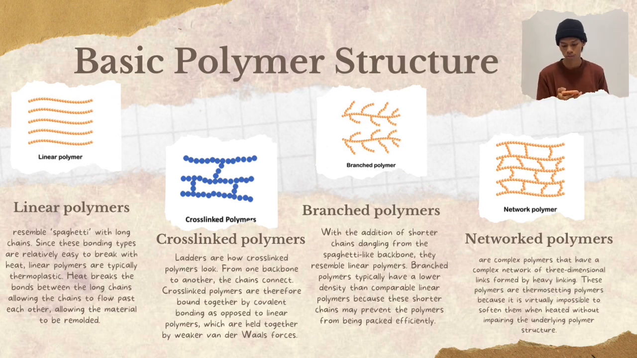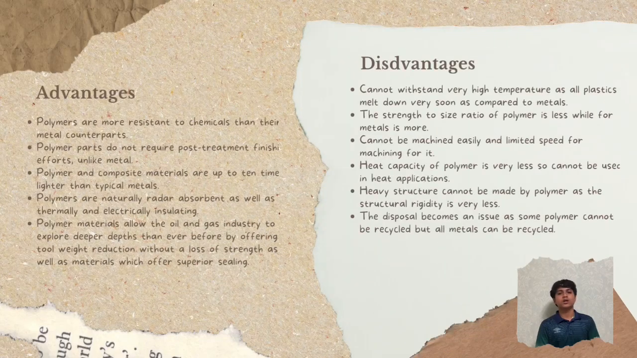So the last one for basic polymer is network polymers. Network polymer is a complex polymer that has a complex network of three-dimensional links formed by heavy cross-linking. These polymers are thermosetting polymers, because it is not possible to soften them when heated without impairing the underlying polymer structure. So that's all for my explanation about basic polymer structure. Thank you.